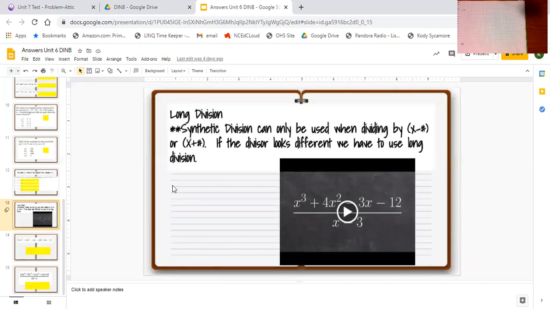Now, you can use long division anytime, but long division is a little harder. That's why when we can, we try to use synthetic division. But long division will actually work for any problem. Synthetic only works for some. On slide 13, there's a video from YouTube. So if you find yourself wanting even more examples than this video, you can always go back and watch that one.